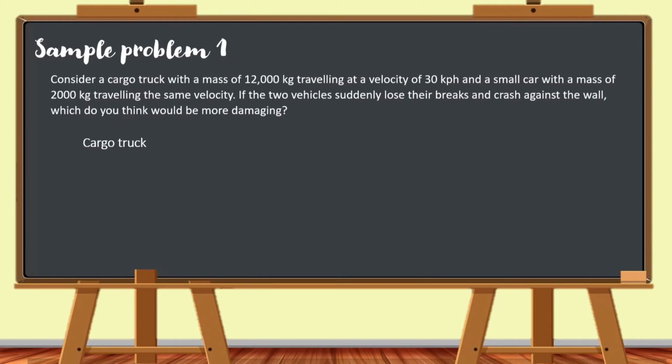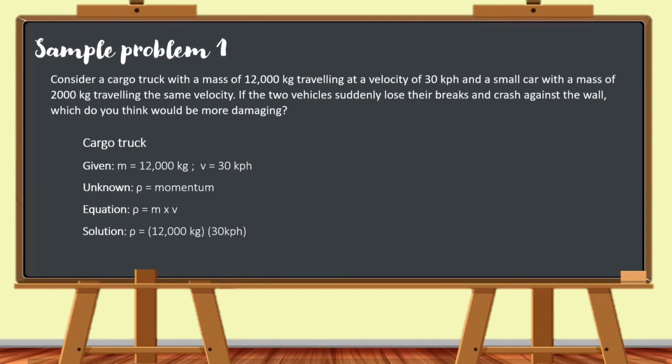For the cargo truck, the mass is 12,000 kg and the velocity is 30 km per hour. Now, we're going to look for momentum. And the equation for momentum is p = m × v. Now, for the solution, 12,000 kg, which is the mass, multiplied by 30 km per hour, which is the velocity. Then, the momentum of the cargo truck is 360,000 kg km per hour.